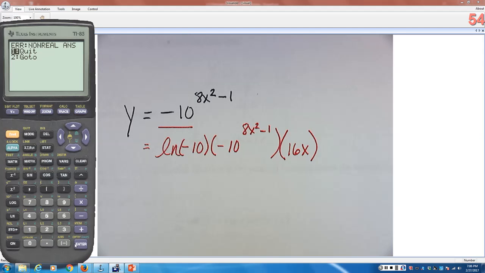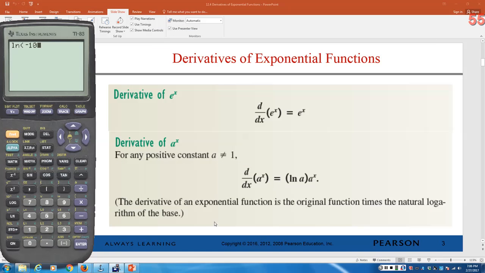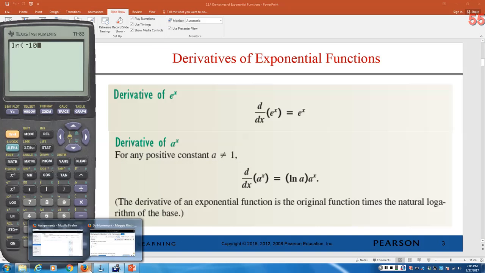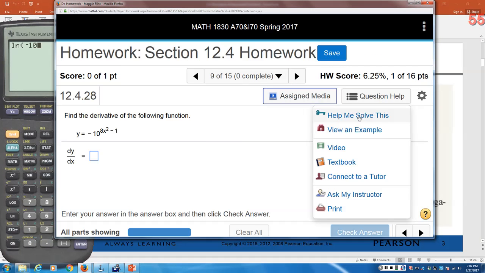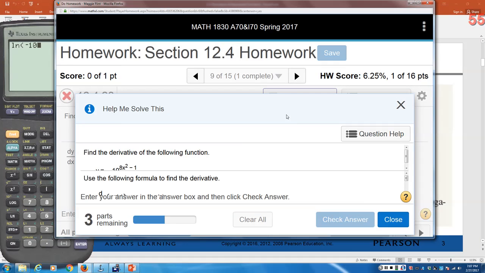Now, here's where we're going to run into a problem. You can't take the natural log of negative 10. It's not a real number. And that's what it's trying to tell me, the one I told it to go to, is that I can't do that. So for that one, I'm kind of glad I accidentally picked this one because it's going to be good to make it show you how to fix that.